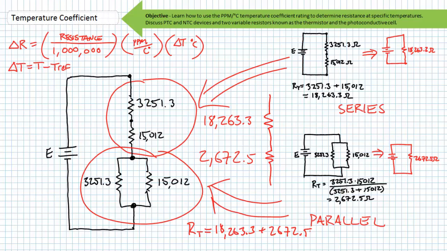Since these two imaginary resistors are in series, 18,263.3 plus 2,672.5 yields us a total resistance of 20,935.8 ohms, seen by a source hooked up to this series parallel combination.